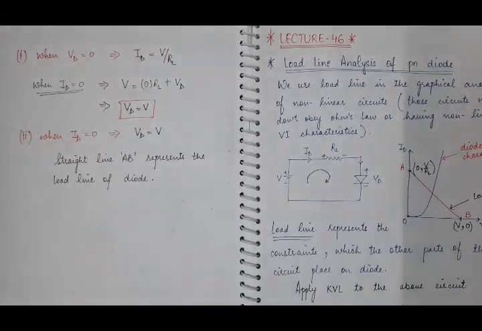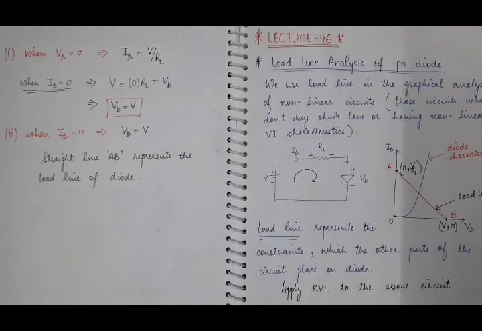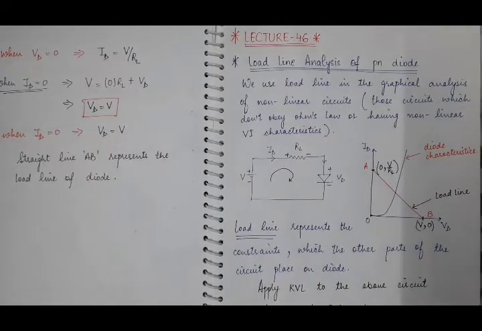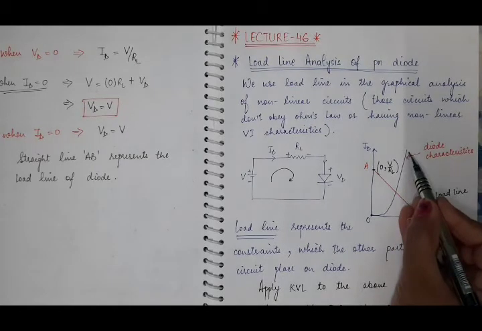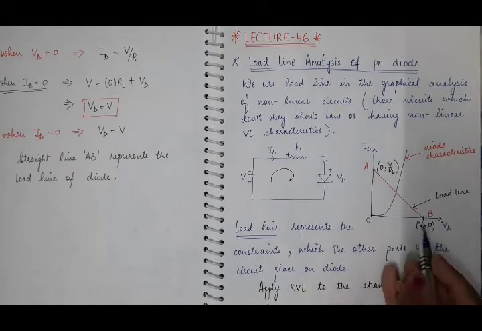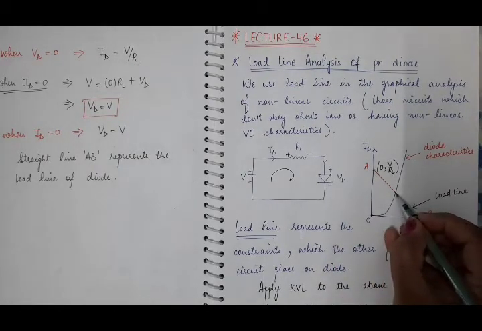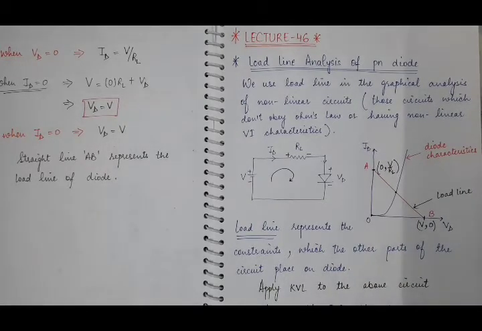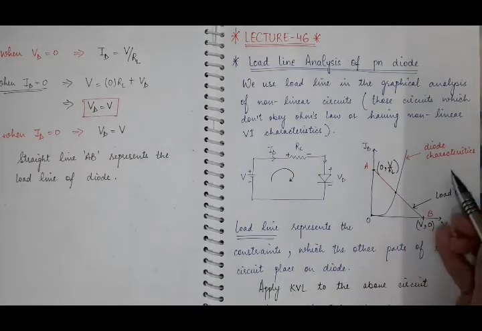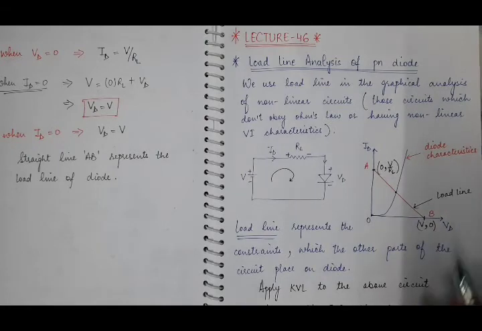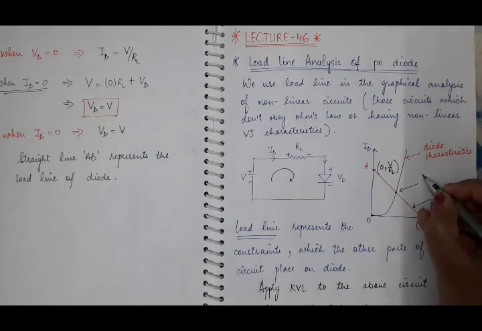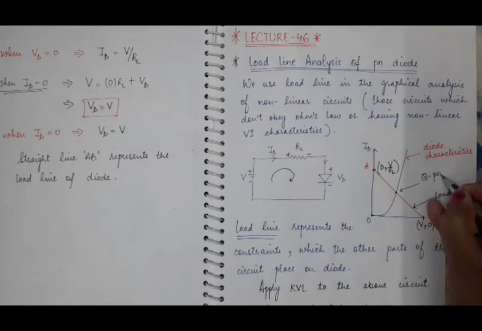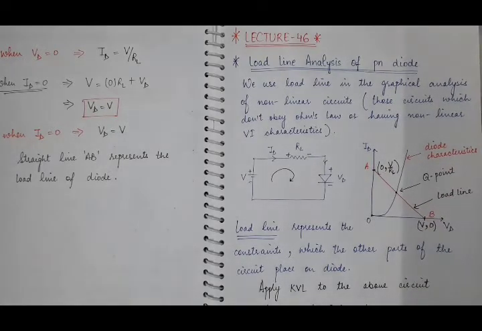Now, as you can see in the graph of the VI characteristics of the diode, the line of the VI characteristics of the diode and the load line both are intersecting at this point. And this point of intersection of diode characteristics and load line is known as the Q point or operating point, or it is also known as the quiescent point.